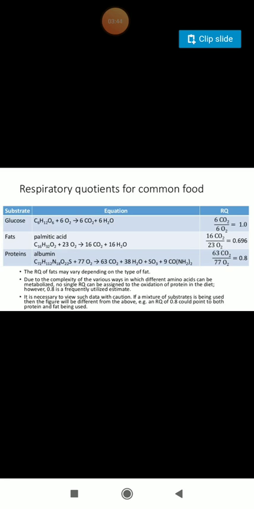Similarly, for fats like palmitic acid, 23 oxygen molecules are consumed and only 16 carbon dioxide molecules are released. So it is 0.696, the respiratory quotient for fats like palmitic acid. And for proteins, the example is albumin. 77 oxygen molecules are used and 63 molecules of carbon dioxide are released. That means 0.8, the respiratory quotient for proteins.